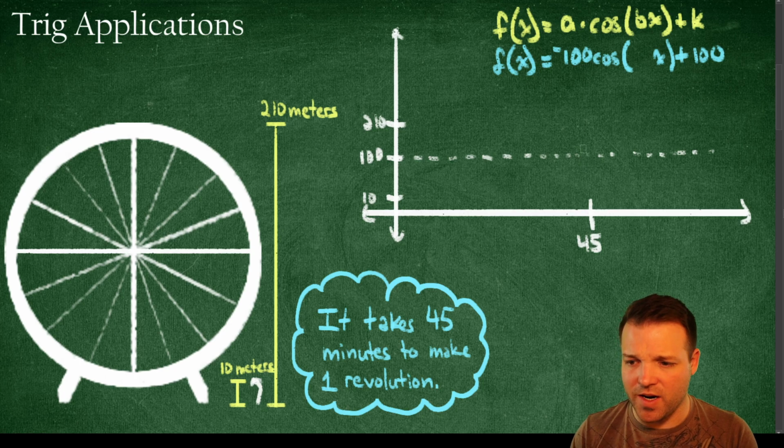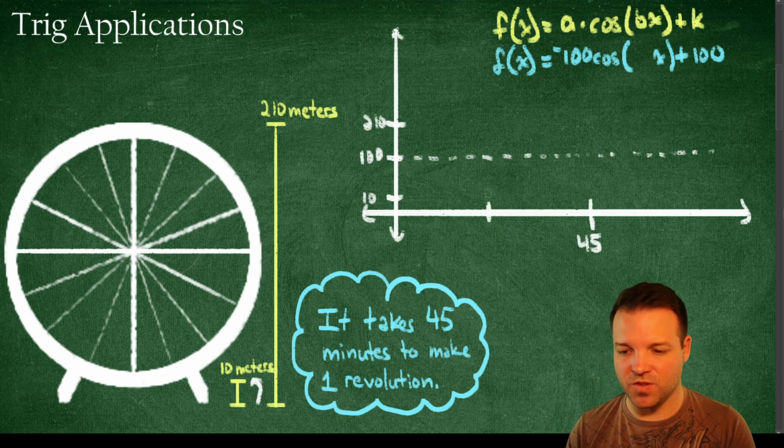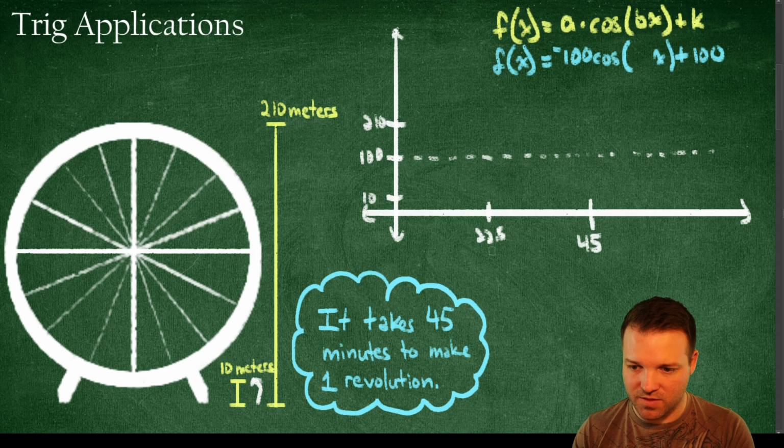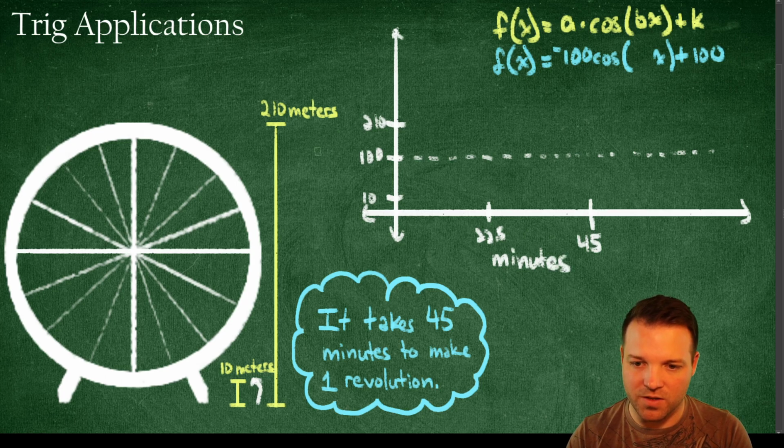All right, so let's see here. Let's break this down in quarters, because that's what we always do with our trig functions. So half of 45 is 22.5. So we'll say 22.5 minutes. Let's label this as minutes. Whoops. Forgot about the E there. And this over here is going to be height.